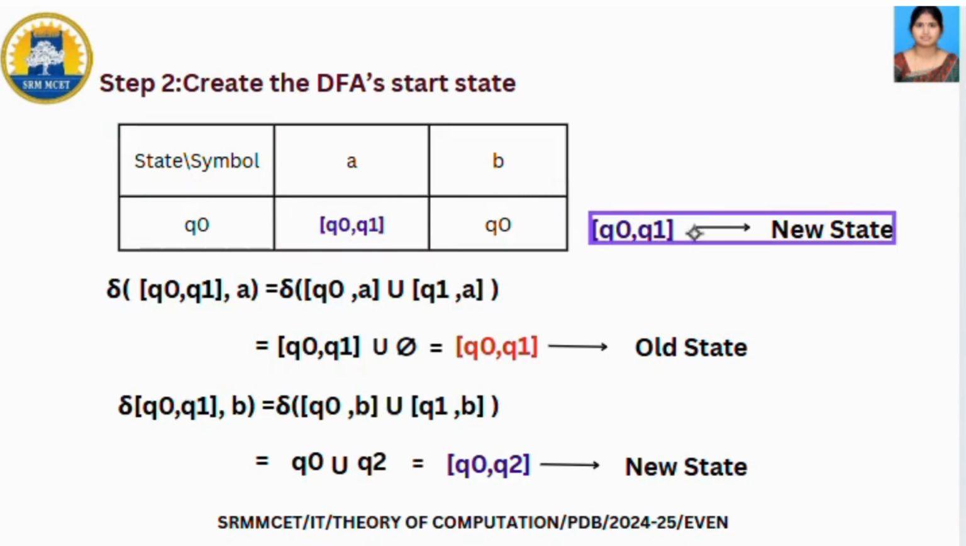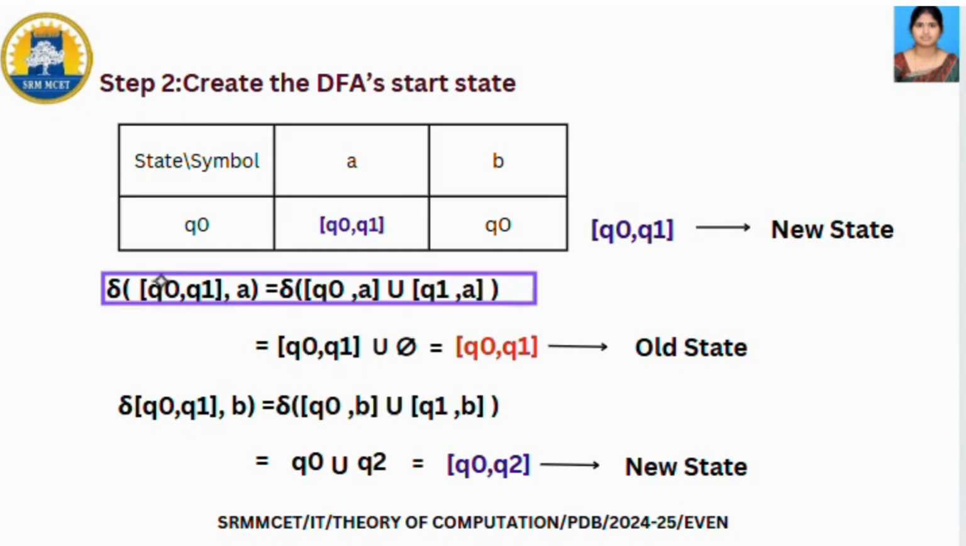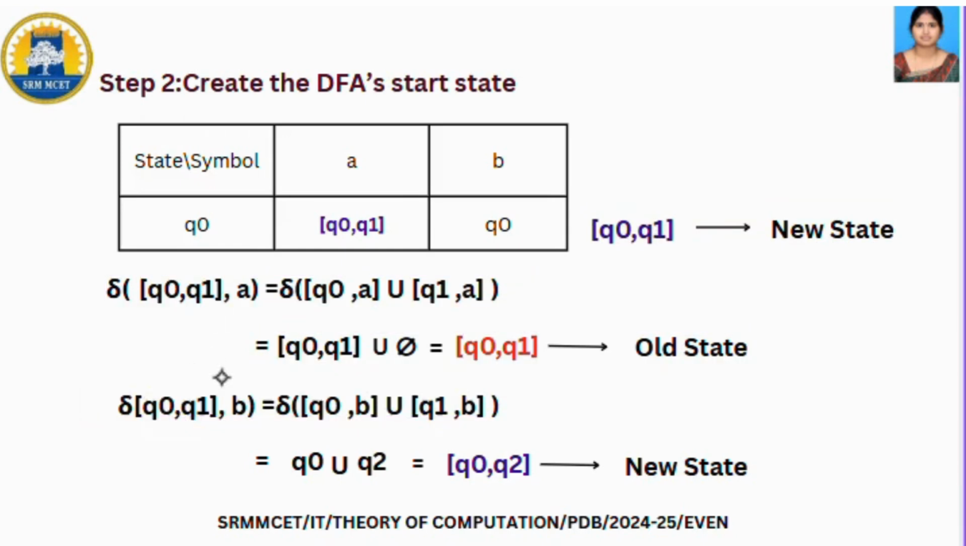Here Q0 and Q1 we have to consider as a new state, because in an NFA there may be more than one transition with a single input, but while converting it into a DFA, multiple transitions are not allowed. So we have to consider this as a single state, a new state. For this new state, we have to find the transition using the input alphabet given in the diagram. Our input alphabet is A, B. So for Q0 Q1, we have to find the transition of Q0 Q1 using A and Q0 Q1 using B.